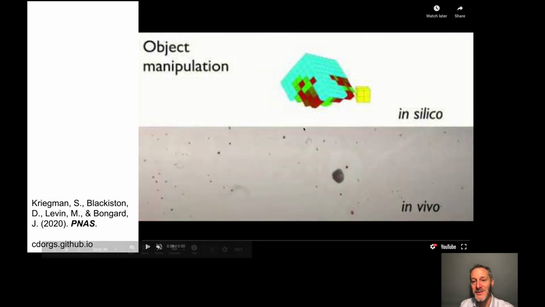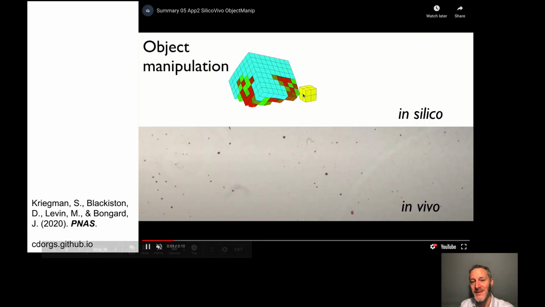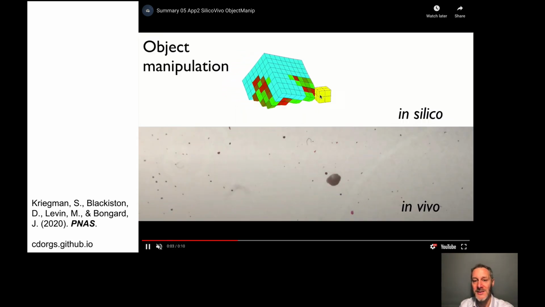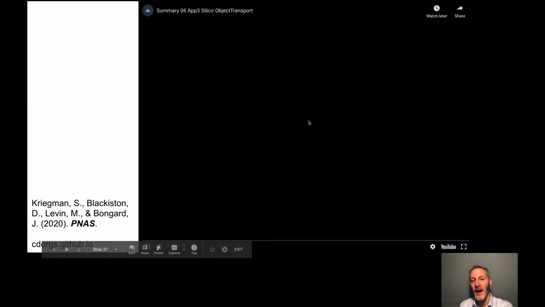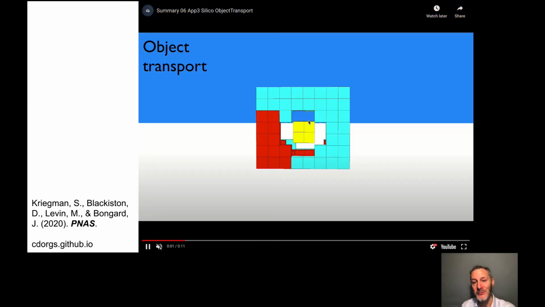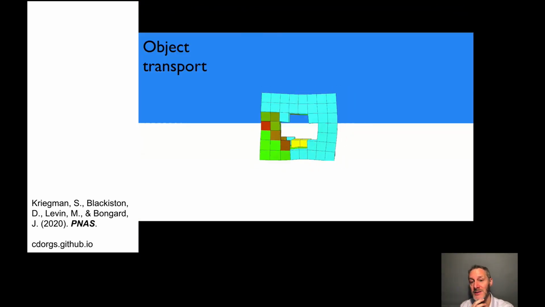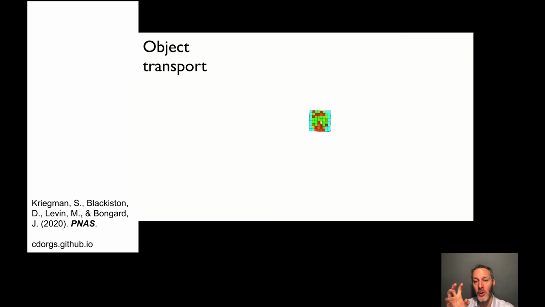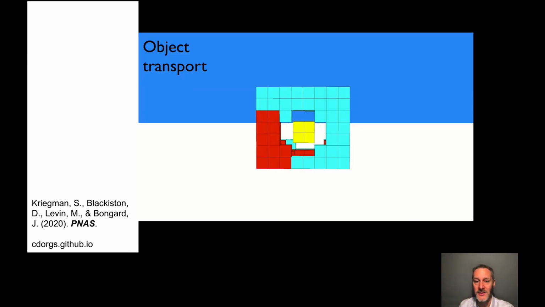That inspired us to go back and evolve Xenobots that could push objects. You can see that here. One potential application for Xenobots is drug transport. Here you can see a hollow Xenobot that is transporting an object.